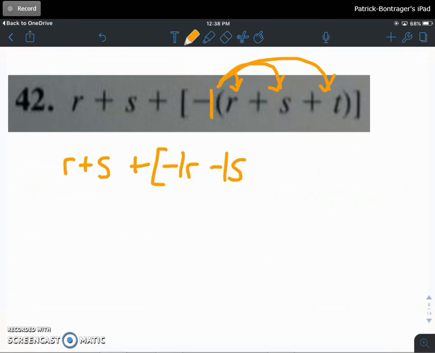And I'll put the 1s there. Negative 1 times T is negative T. Now I cannot combine R, S, and T. Move them outside the brackets. And again, if you're struggling with that, we will show you when we do distributing why we're able to move them outside brackets.